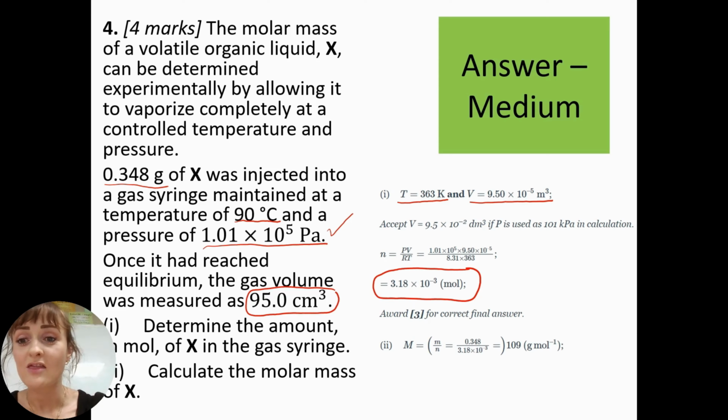You were also given the mass of gas that was input. So now that I know the number of moles and I know the mass, I can use it to determine the molar mass.